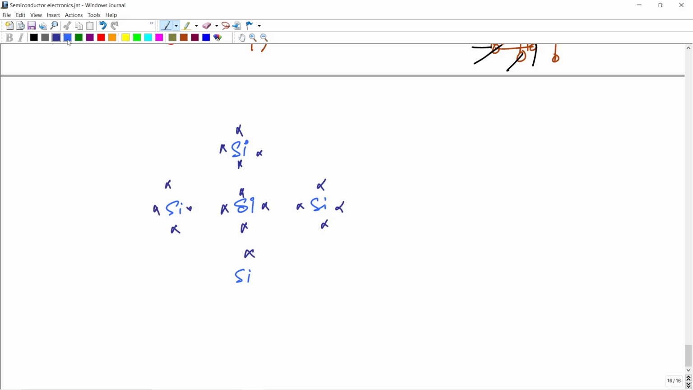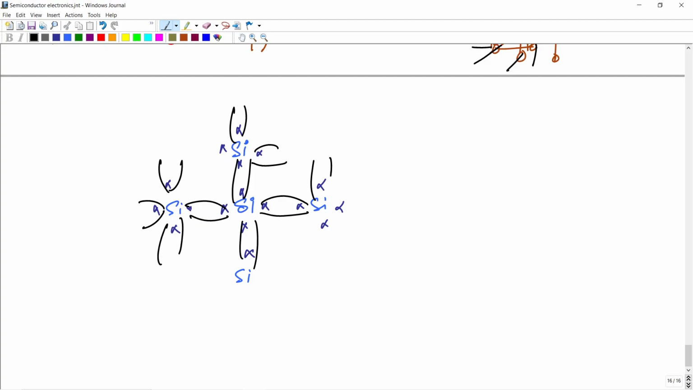Okay, that's not in here. Here is a silicon also. Okay, the diagram is not in there. They are continuous diagrams. They are continuous here in all directions.